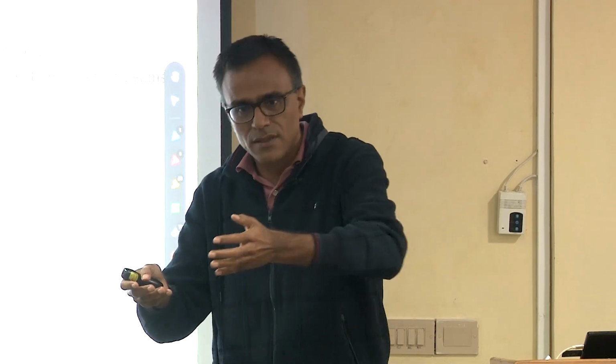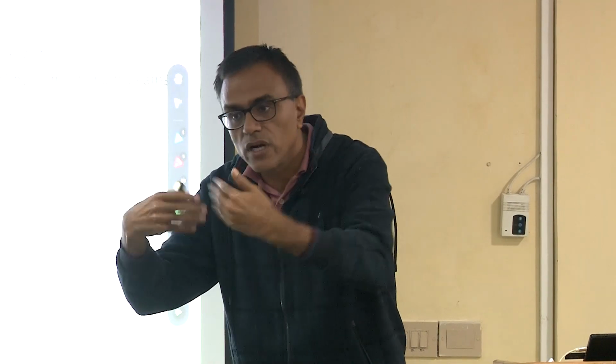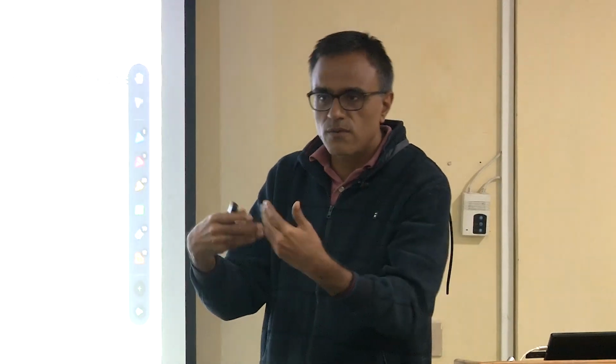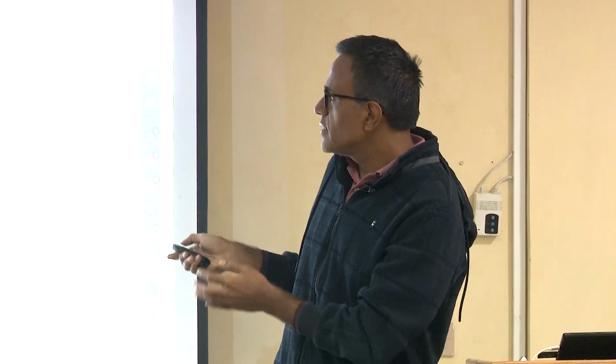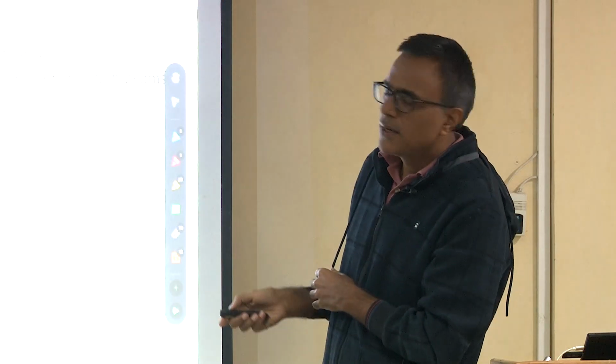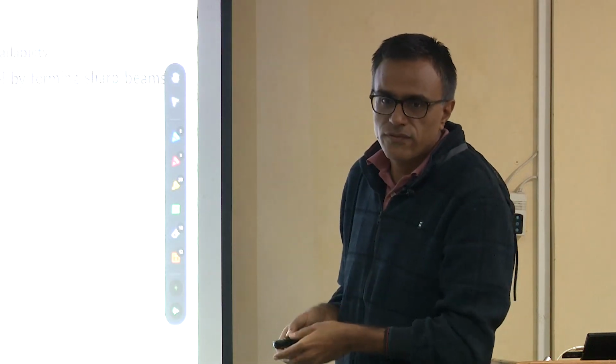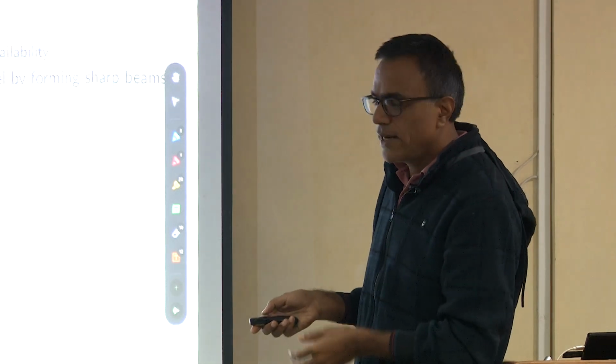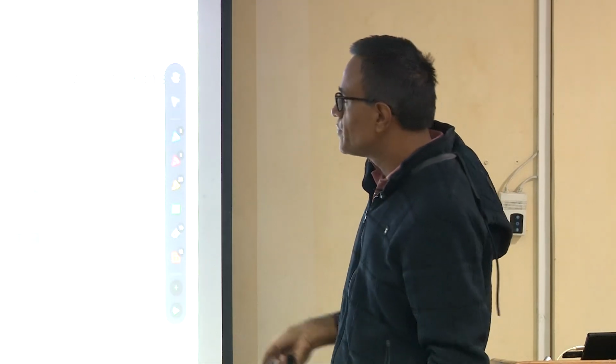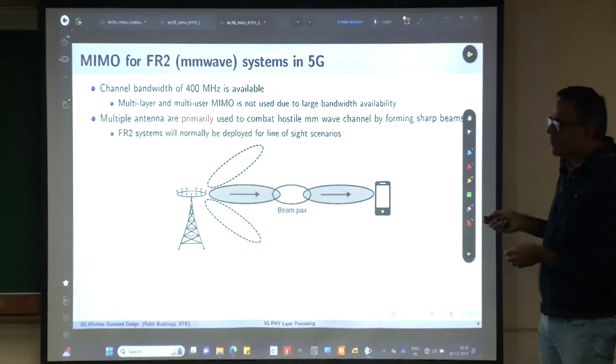Another one is auditoriums, where people are watching a concert and want to upload some data. Otherwise FR2 is still not successful for non-line of sight systems. In all the deployments you see in the US and India, there is currently no such deployment; they are typically for the two use cases I have shown you. The reason is that the channel is hostile. So what are we saying here? The multiple antennas, what are they primarily used for?